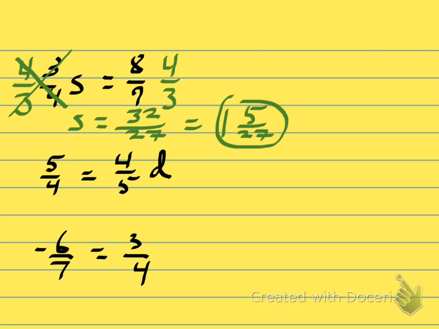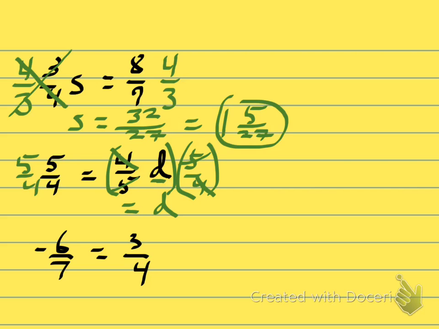The next one, we're going to start over here on the right because that's where the variable is. And this time we're going to multiply by 5/4. Again, why? Because it's the reciprocal of what's with the variable. Multiply the other side by 5/4, and what we're going to get, it's a little hard to see, but the 5's cancel, the 4's cancel, and on the right we get D. On the left we get 25 on the top, and 16 on the bottom.